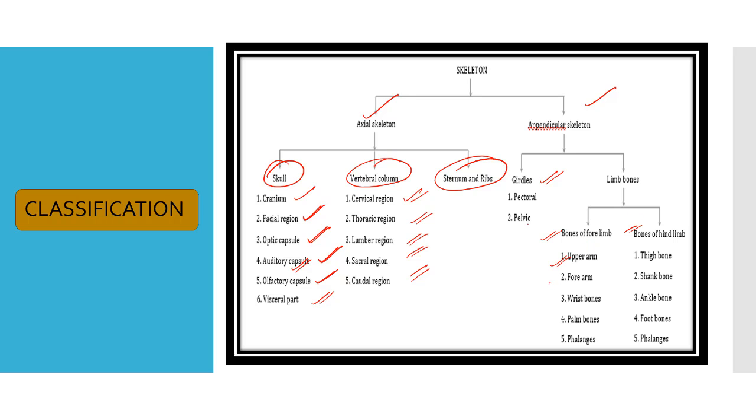Forelimbs: upper arm, forearm, wrist, palm bones and phalanges. Hind limbs: thigh, shank, ankle bone, foot bones and phalanges. So these are the bones of forelimb and hind limb. The axial skeleton is present on the medial longitudinal axis of the body. It consists of skull, vertebral column, sternum and ribs. Axial and appendicular together include all these.